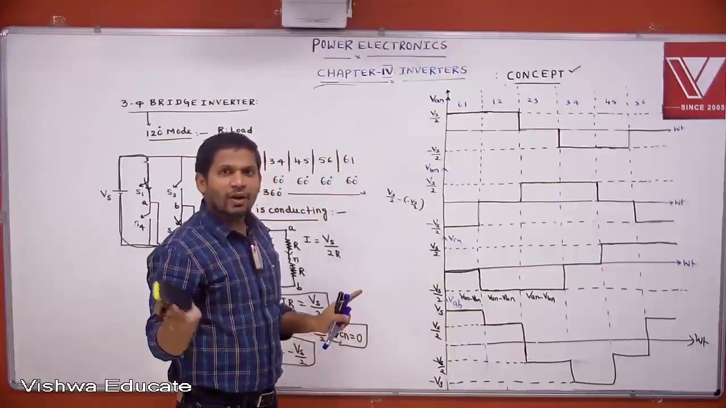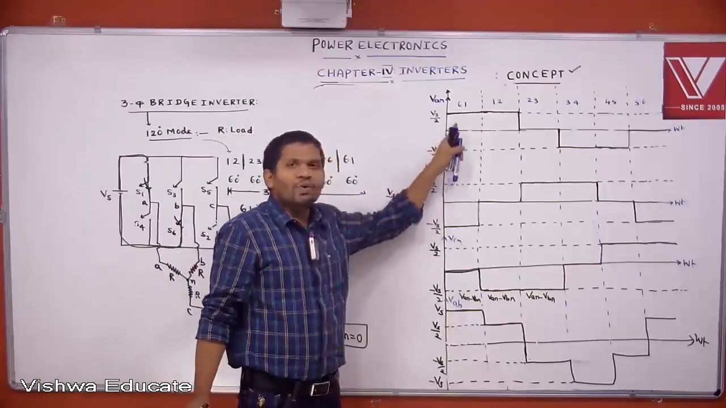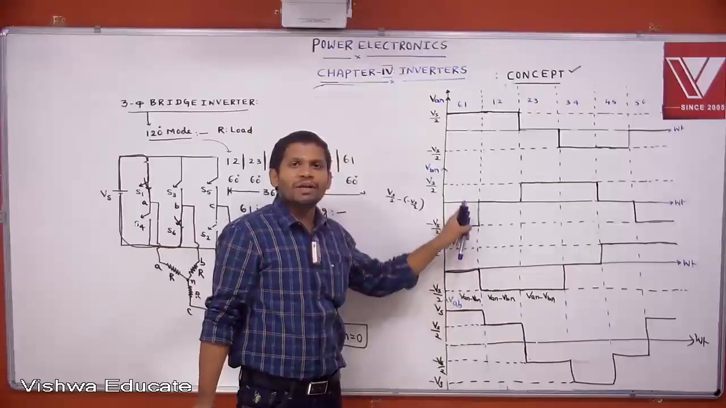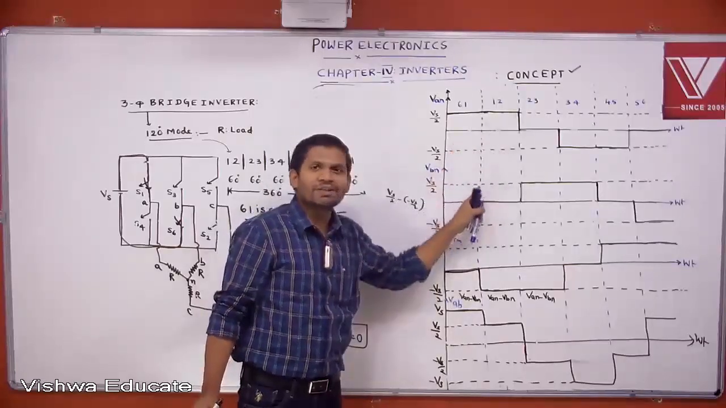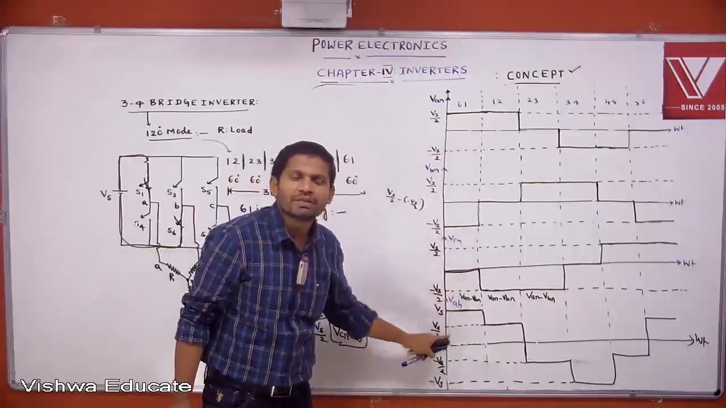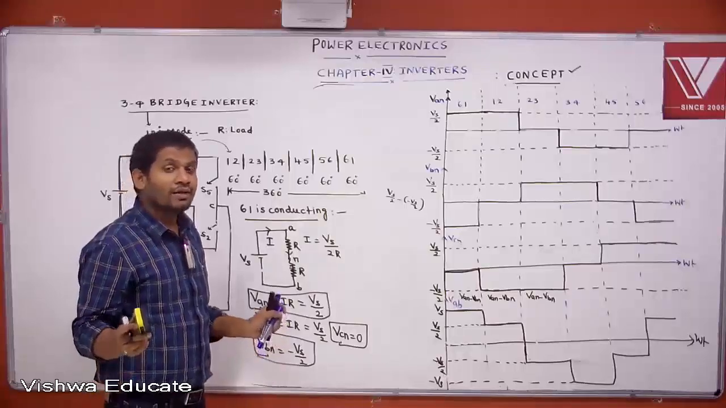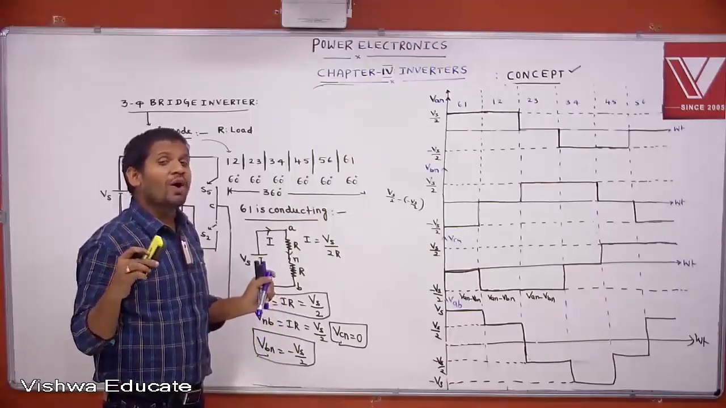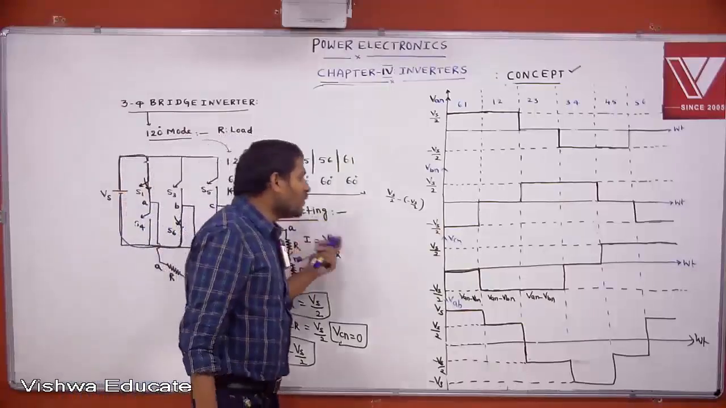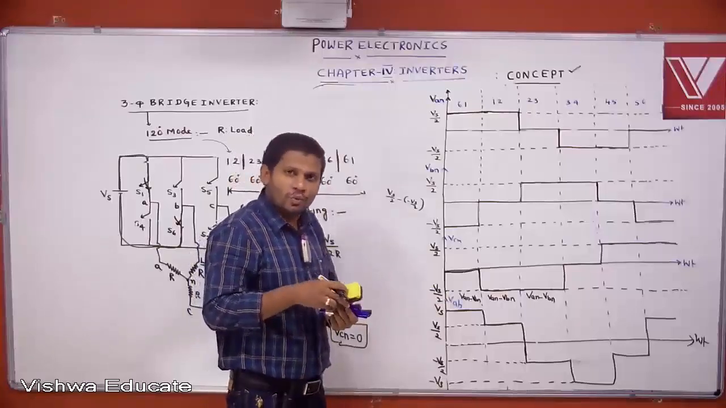These are the phase voltage and these are the line voltage waveforms. Exactly reversed now. Compare the 180-degree mode and the 120-degree mode. In 180-degree mode, phase voltage is a stepped waveform and line voltage is a quasi-square waveform. But in 120-degree mode, phase voltage is a quasi-square waveform and line voltage is a stepped waveform. Exactly reversed. That's why we operate in different modes of operation: to get different wave shapes at the output side.